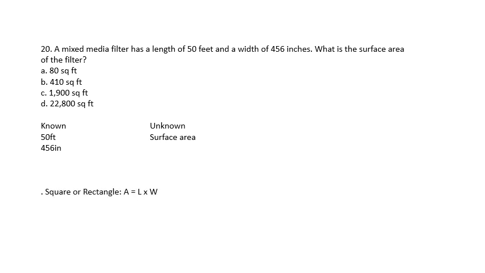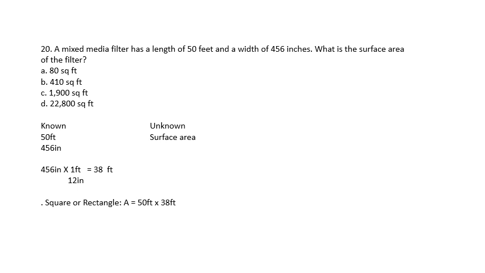To find the surface area of a square or rectangle, area is equal to the length times the width. This is going to be in feet. The answer is square feet. So we need to convert the 456 inches into feet, and do that by dividing by the 12 inches in a foot. So 456 inches divided by 12 inches gives you 38 feet. 50 feet times 38 feet. The answer is 1,900 square feet.